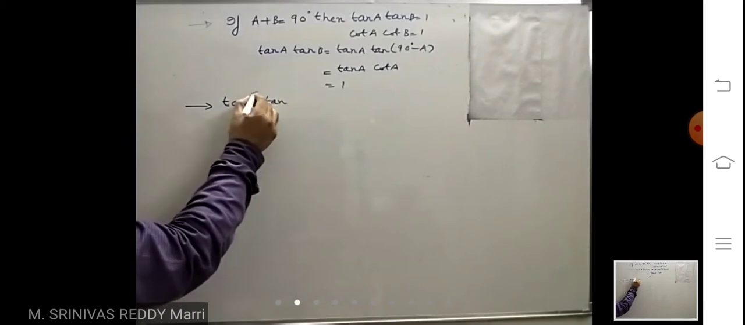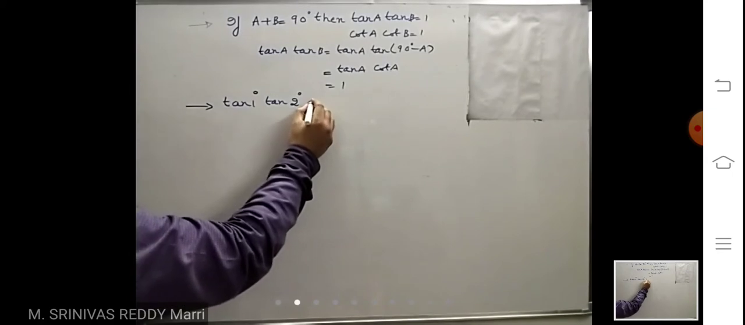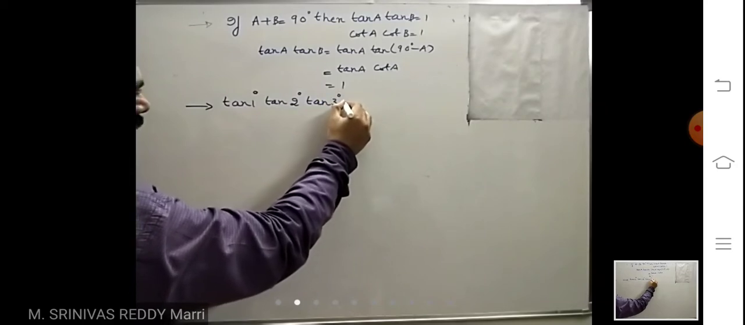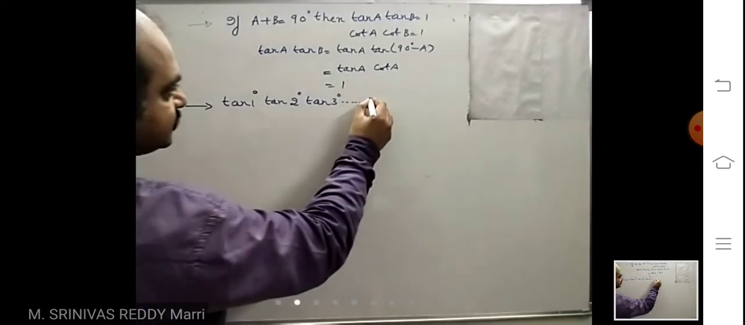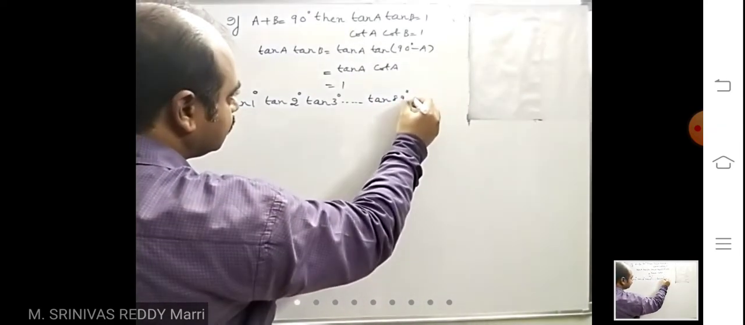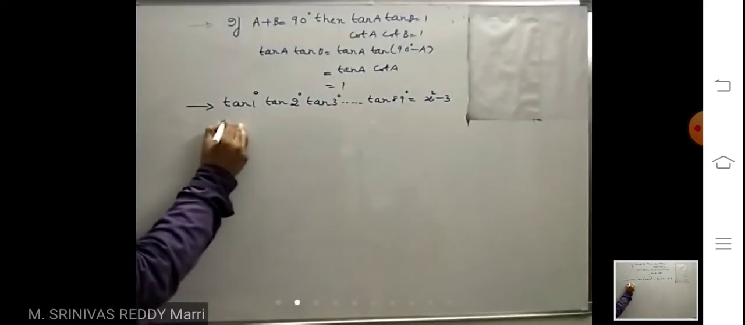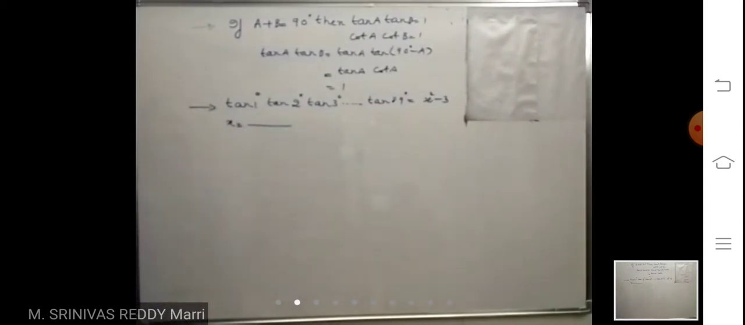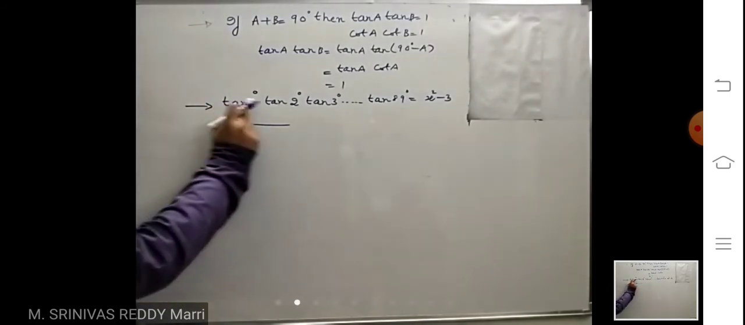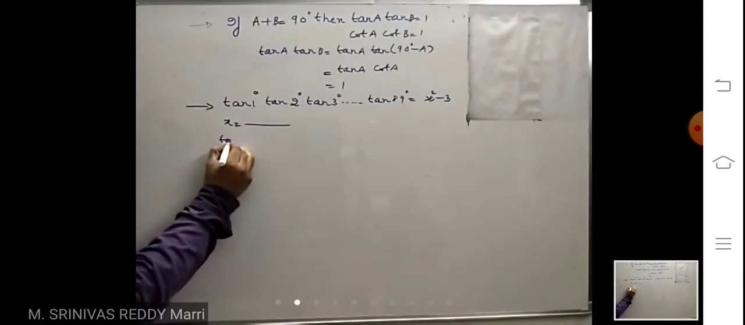Suppose tan 1 degree into tan 2 degrees into tan 3 degrees, and so on, up to tan 89 degrees equals x squared minus 3. Find x. Look at 1 degree, 2 degrees, and so on up to 89 degrees. That means there are 89 terms. Now this is tan 1 degree, this is tan 89 degrees. I am clubbing them.